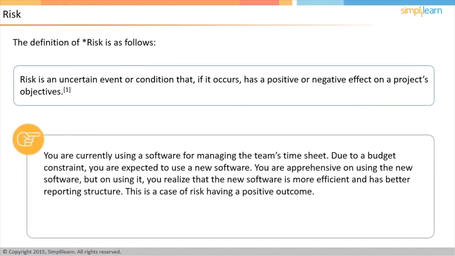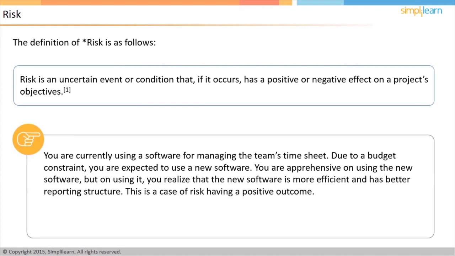Let us look at an example of risk having a positive outcome. You are using a software for managing timesheet of your team members. Due to budget constraints, you are forced to use a new software. Though you were initially reluctant to use it, you found the new software to do better than the current one. It is more efficient and has better reporting facility.